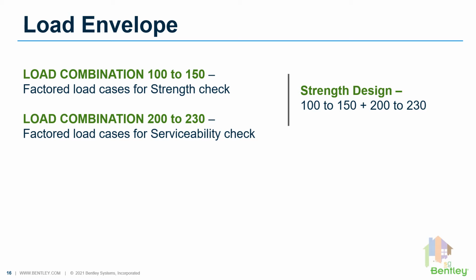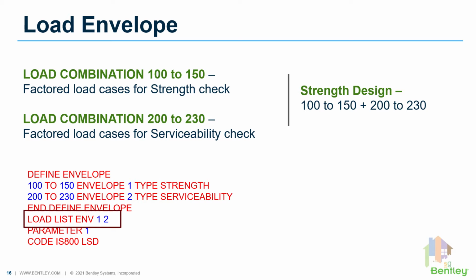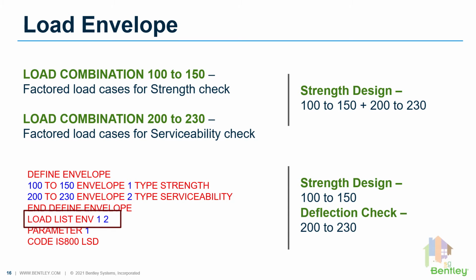If envelopes are not created, then the program considers all load combination cases for both strength and serviceability checks, which is not correct. So, a strength envelope is generated with load combinations 100 to 150 and a service envelope with combinations from 200 to 230. And prior to the design command, these envelopes must be defined using the load list envelope command. This command informs the program to consider only those combinations from the strength envelope for strength design and combinations from the service envelope for deflection check. In Connect Edition, it is mandatory to define the load envelope before the design command if a deflection criteria check is performed. I'll discuss this in detail in the second part.